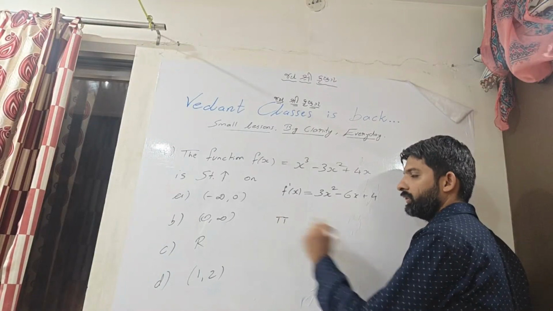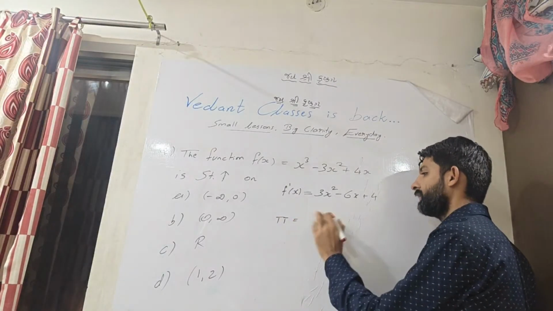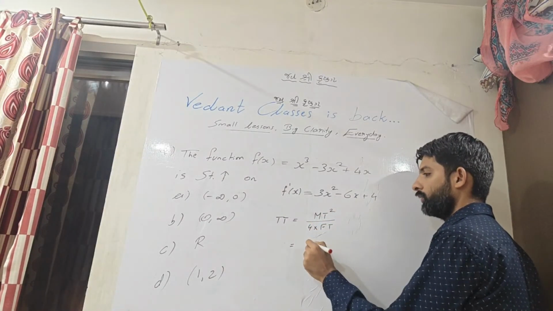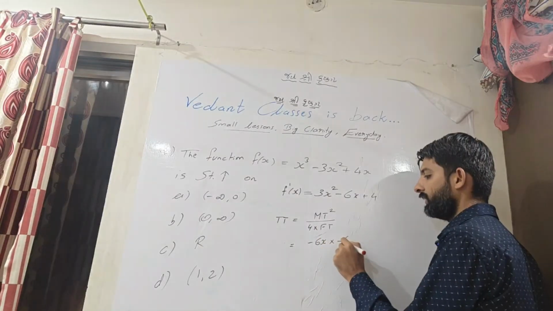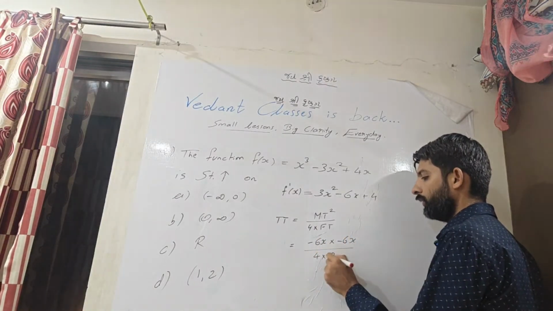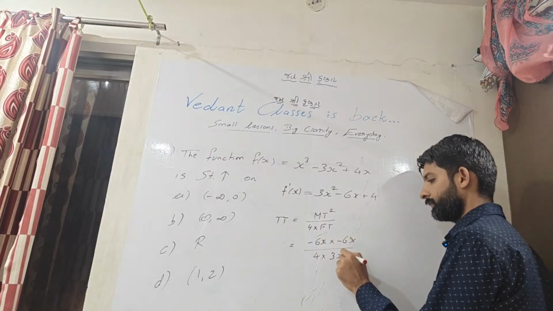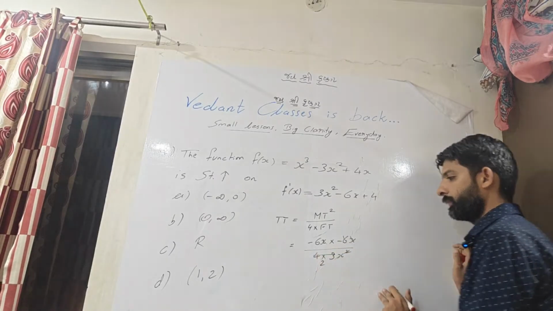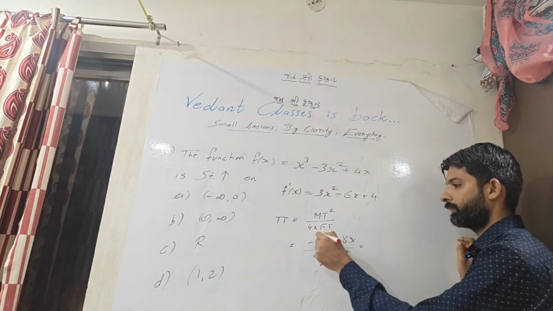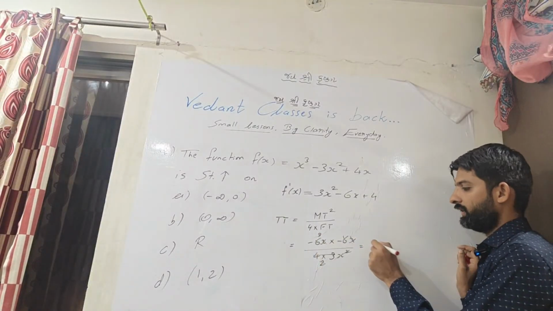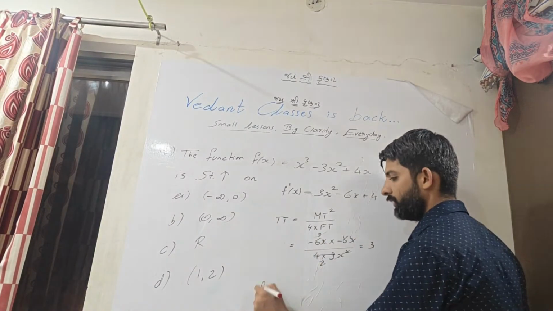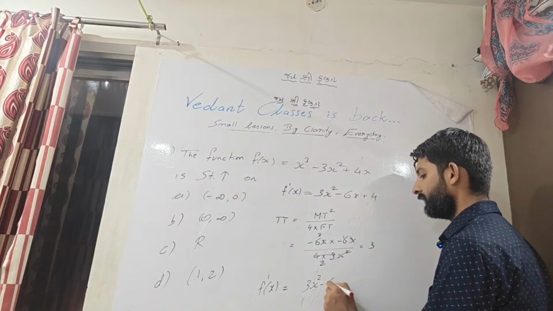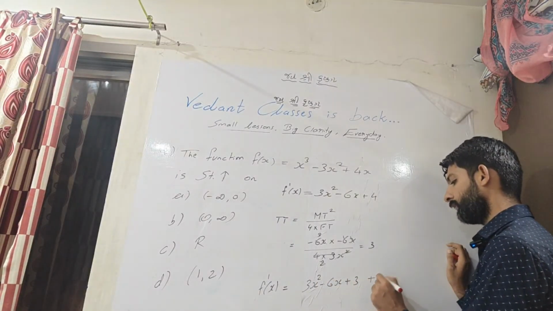So let's make a third term. It is m t square 4 into f t. So minus 6x into minus 6x upon 4 into 3x square. So this will be 3. So f dash of x will be equal to 3x square minus 6x plus 3 plus 4 minus 3.